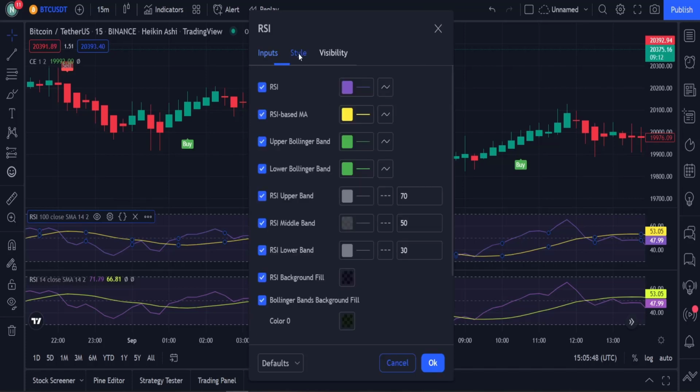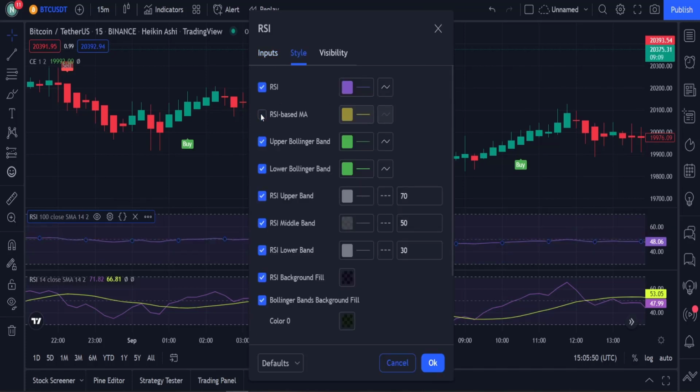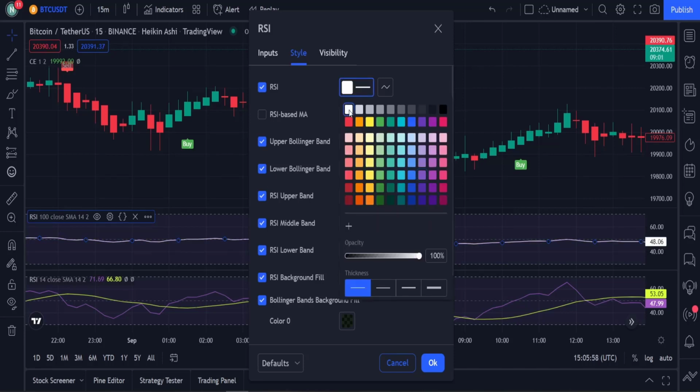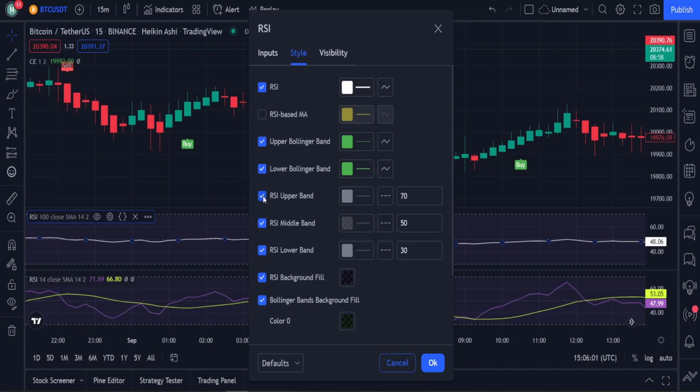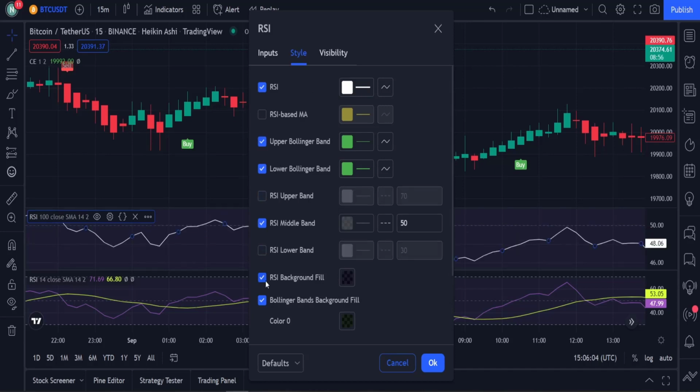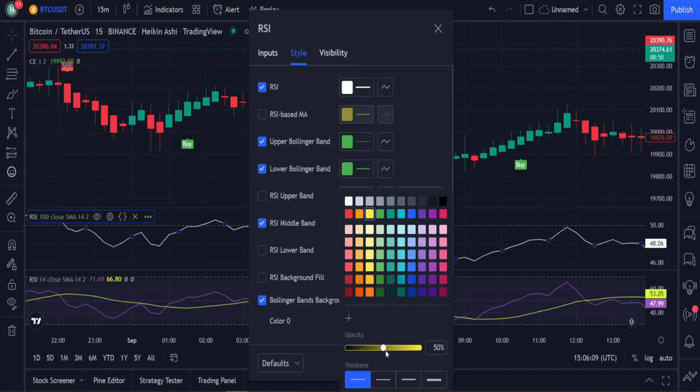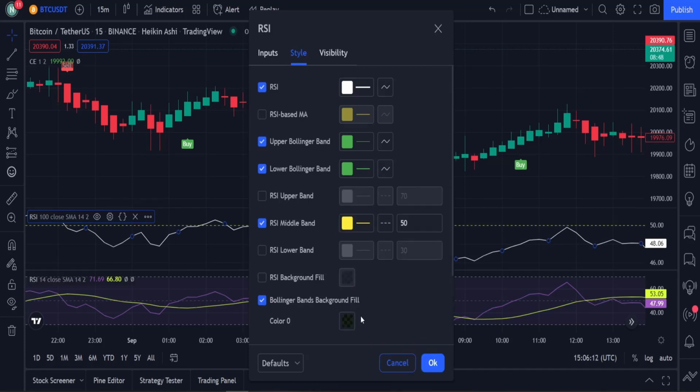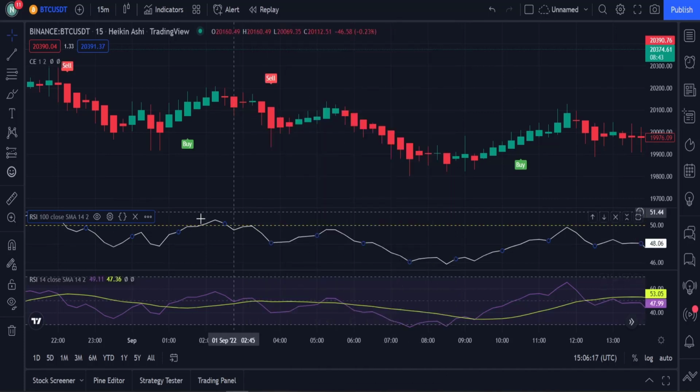Then you're going to go into style and uncheck the RSI-based MA, and then we're going to make some other changes just so we can differentiate it from other lines. I'm going to make this RSI white, and we're going to get rid of the upper band, lower band, and also the background fill. And we're going to make the RSI middle band yellow, so it's a little bit easier to see. We got rid of all that background noise because we don't need the lower band and the upper band for this. Click OK, and now we're going to make changes to the lower RSI.